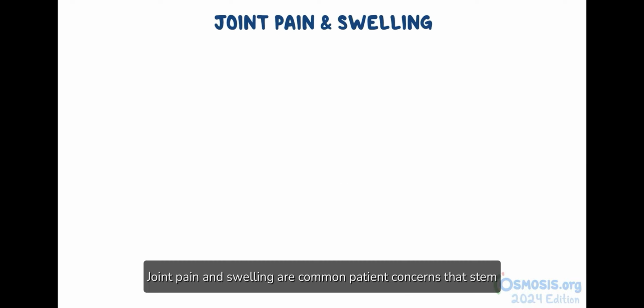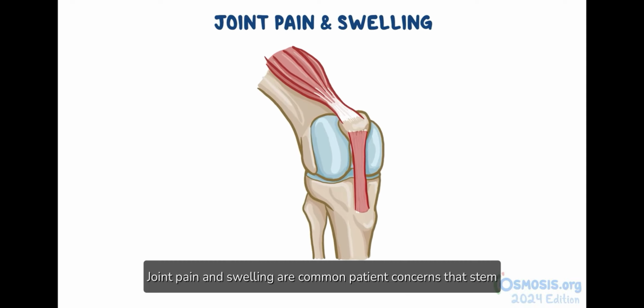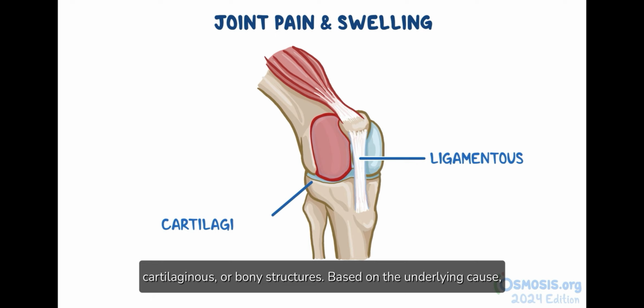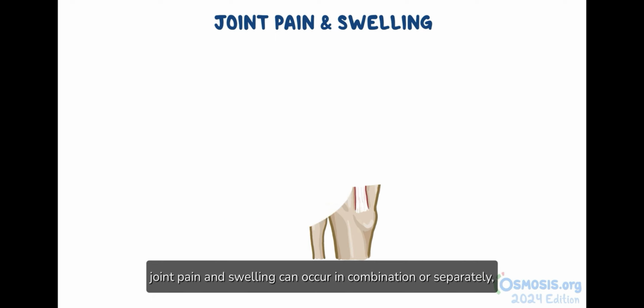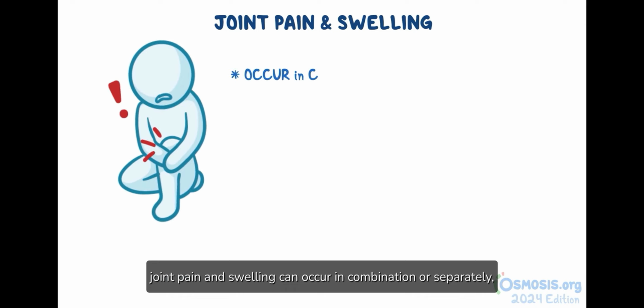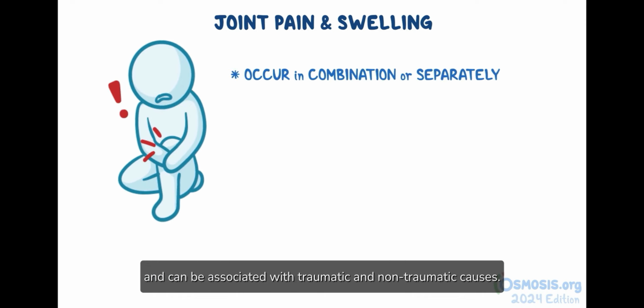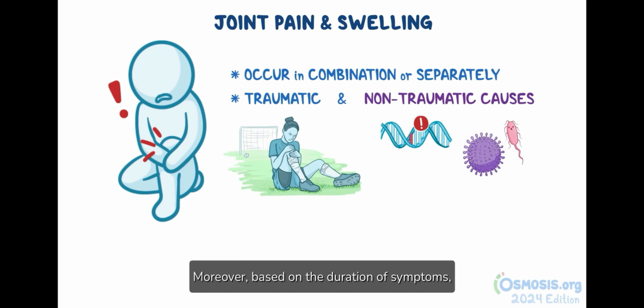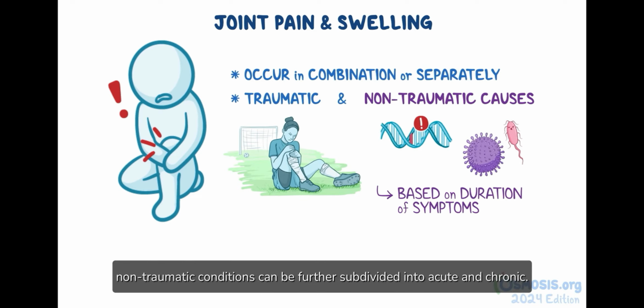Joint pain and swelling are common patient concerns that stem from a range of conditions affecting ligamentous, cartilaginous, or bony structures. Based on the underlying cause, joint pain and swelling can occur in combination or separately and can be associated with traumatic and non-traumatic causes. Moreover, based on the duration of symptoms, non-traumatic conditions can be further subdivided into acute and chronic.